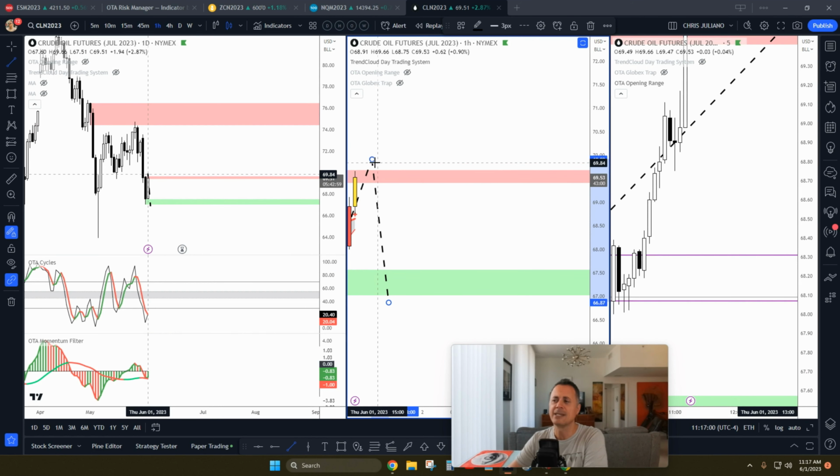Everybody's going long in here, right? Oh, it's breaking out to the upside, go long. And oh, wait a second. Oh, it's breaking out to the downside, go short. Both of them are going to get screwed.